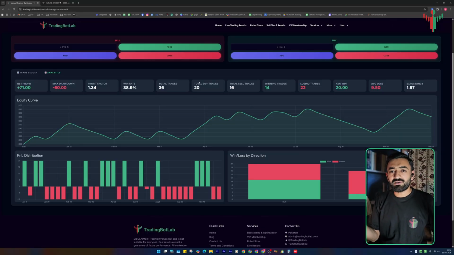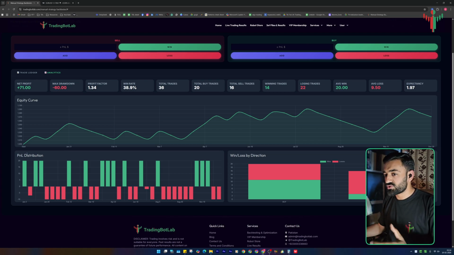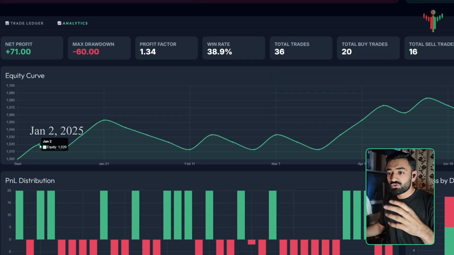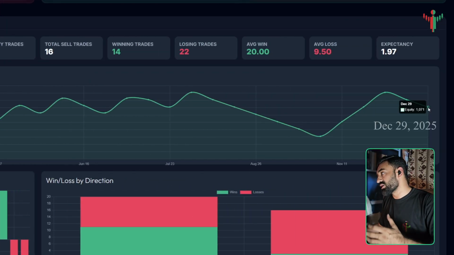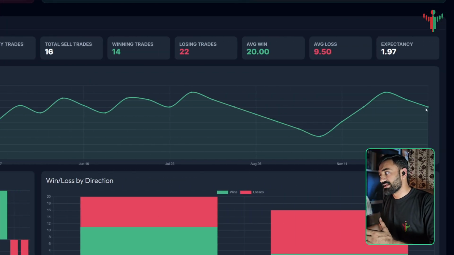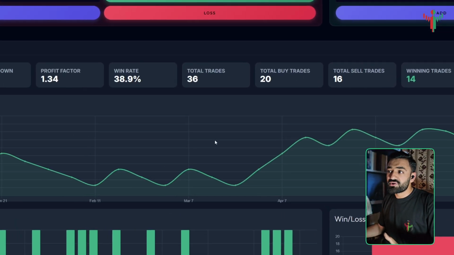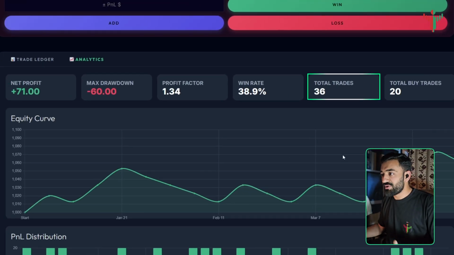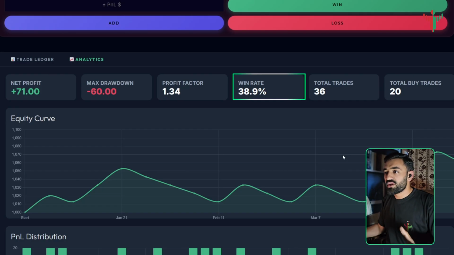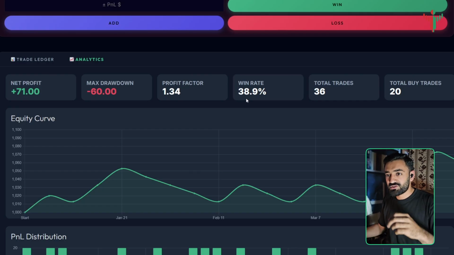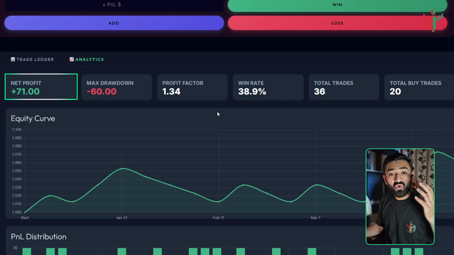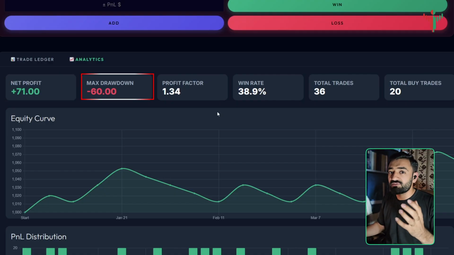The backtest process is completed, and here on the screen you can see, first of all, let me show you exactly when the first trade was opened. The first trade was opened in January and the last trade closed in December. Here you can see. And in this whole year, it opened a total of 36 trades with a win rate of 38.9% only. Overall, it made a profit of 7% in 1 year with a drawdown of 6%.